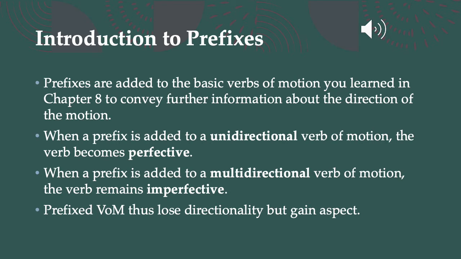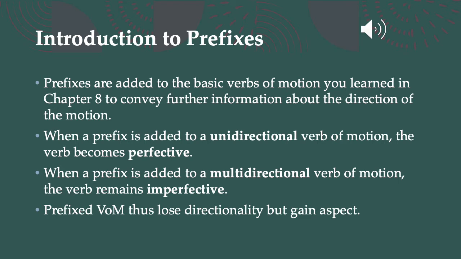So, how do we use prefixes with verbs of motion? We can add prefixes to the basic verbs of motion you learned in Chapter 8 to convey more information about the direction of the motion. These basic verbs of motion you learned in Chapter 8 convey unidirectionality versus multidirectionality.